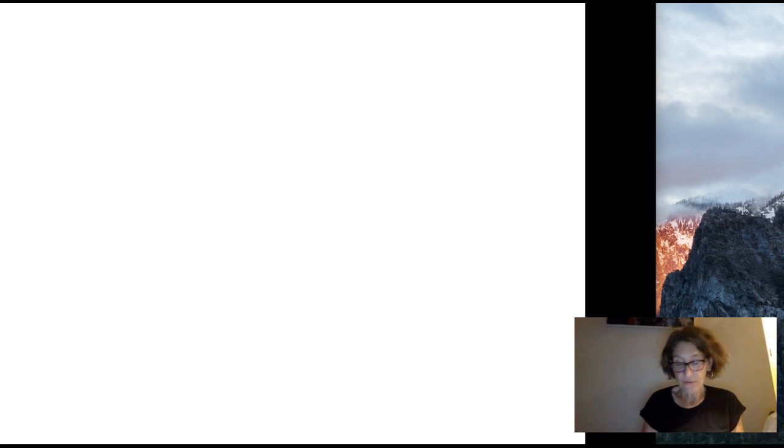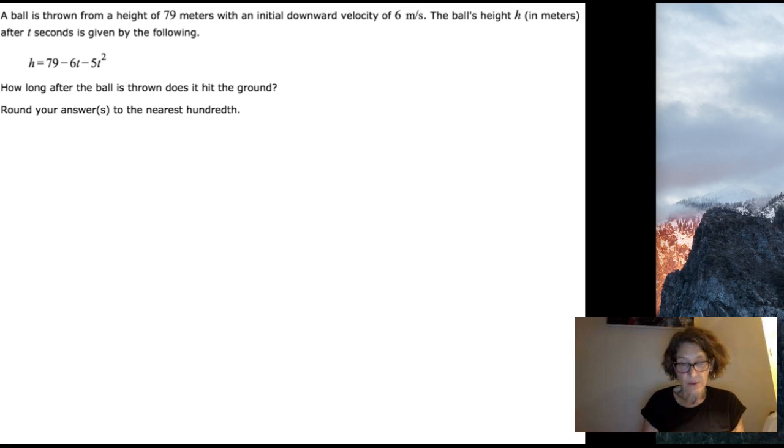Okay, so let's look at our first problem. It says a ball is thrown from a height of 79 meters with an initial downward velocity of 6 meters per second. The ball's height, h in meters, after t seconds is given by the following. And they give the equation h equals 79 minus 6t minus 5t squared. And then the question is, how long after the ball is thrown does it hit the ground? And it says to round your answers to the nearest hundredth.